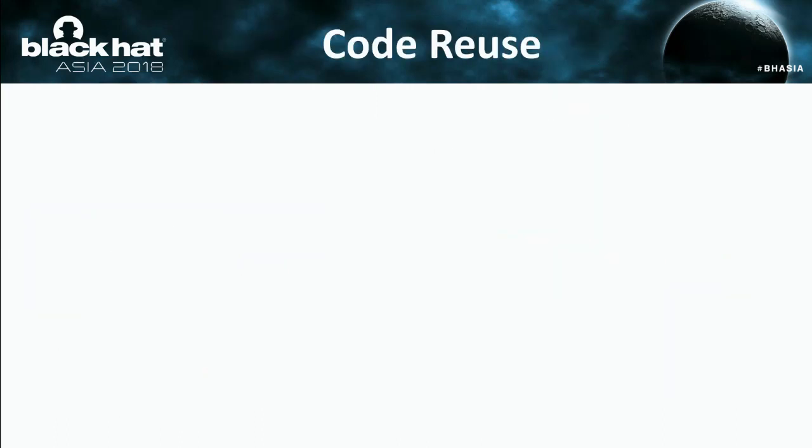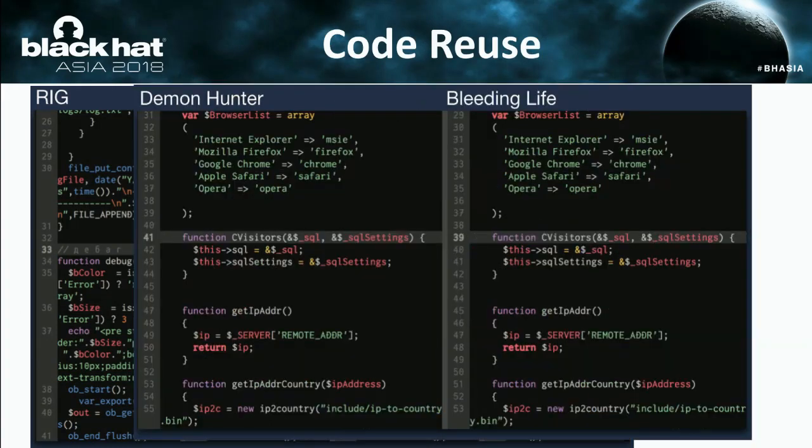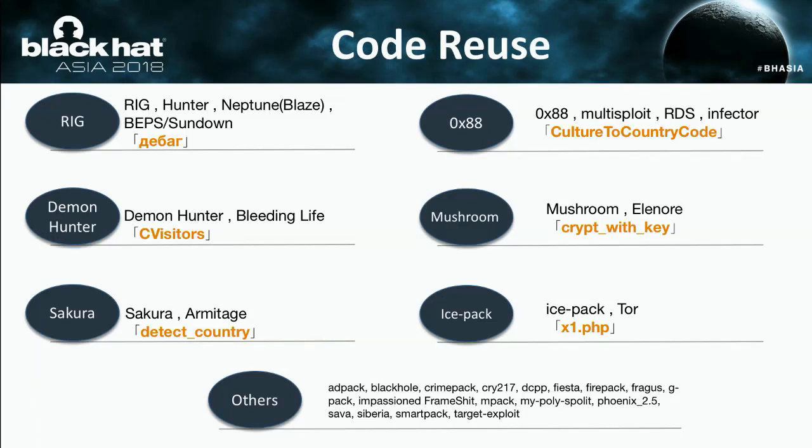Another point we found is the code reuse among different exploit kits. This is the same code shared between 4 different exploit kits, this is between the Demo Handler and Bleeding Life exploit kits, and this is the code reused between the IcePack and Tor exploit kits. With this heavy code reuse, we also think that the attack we propose today might be used for other exploit kits as well. If we group the leaked exploit kits, we can group 33 leaked exploit kits into 7 main groups like this. You can take a look at the detailed explanation in the white paper also.